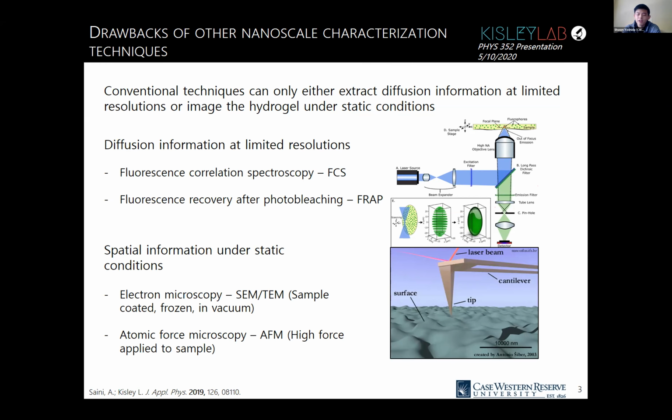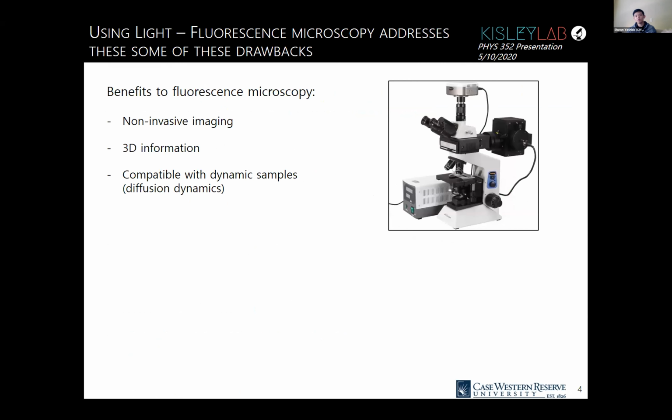And on top of that, with AFM, it can distort the actual surface of the sample, but on top of that, it's very difficult to get any kind of diffusion information or more than just surface information, since AFM really is just looking at the surface interaction. So given those two choices, the benefits of fluorescence microscopy tend to outweigh the cons.